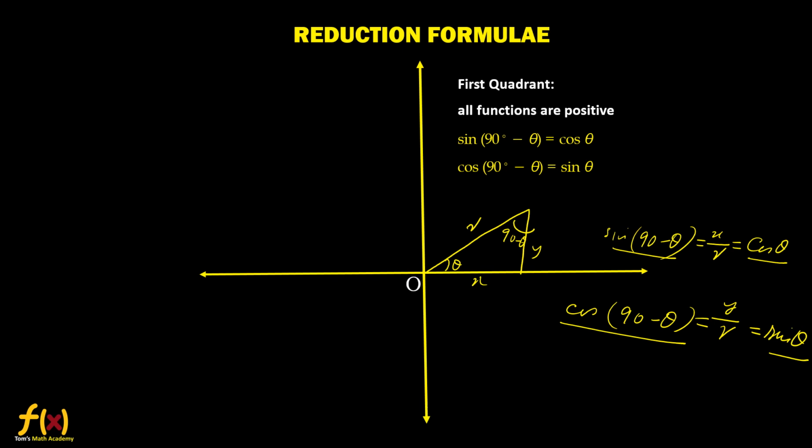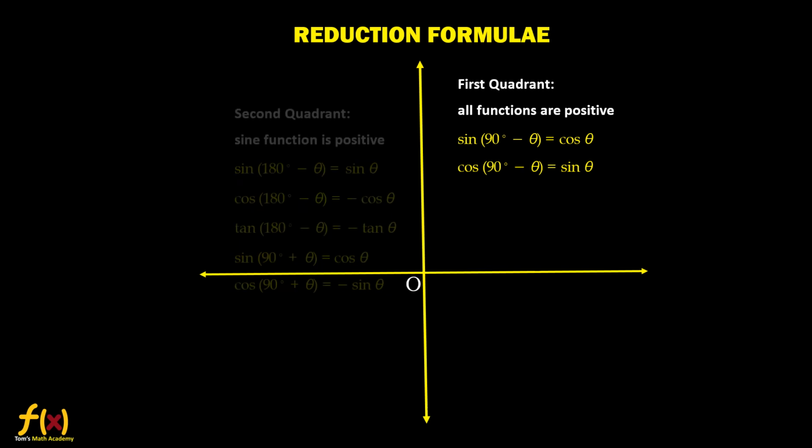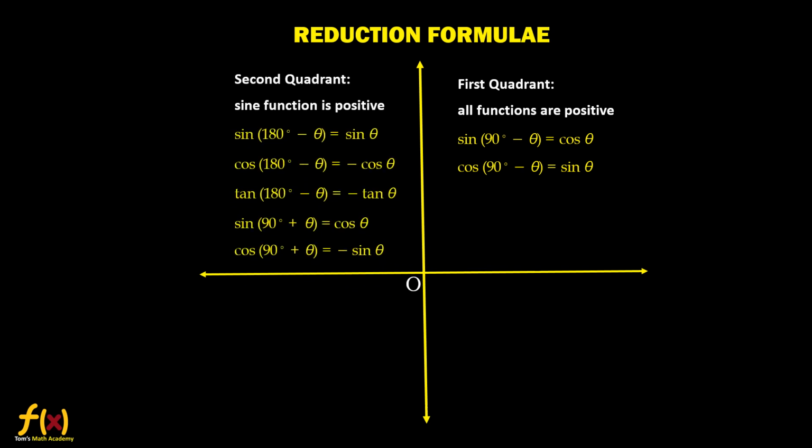So that is an explanation of how we get these ratios. We are talking about the reduction formula. Look at 90 minus theta. We want to change it. We want to reduce it to an acute angle theta here. Now, let us move on to the second quadrant.